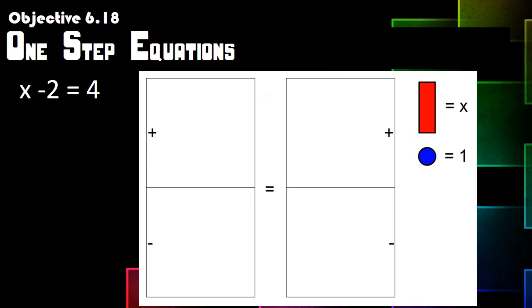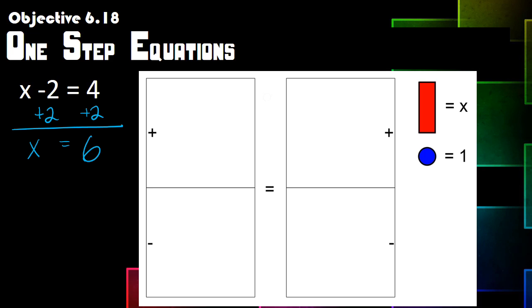So what about x minus 2 equals 4? Let's go ahead and solve that using our steps. We know that the opposite of subtracting 2 is adding 2. So let's go ahead and add 2 to both sides of our equation. So we're left with x being equal to 4 plus 2, which gives us 6.